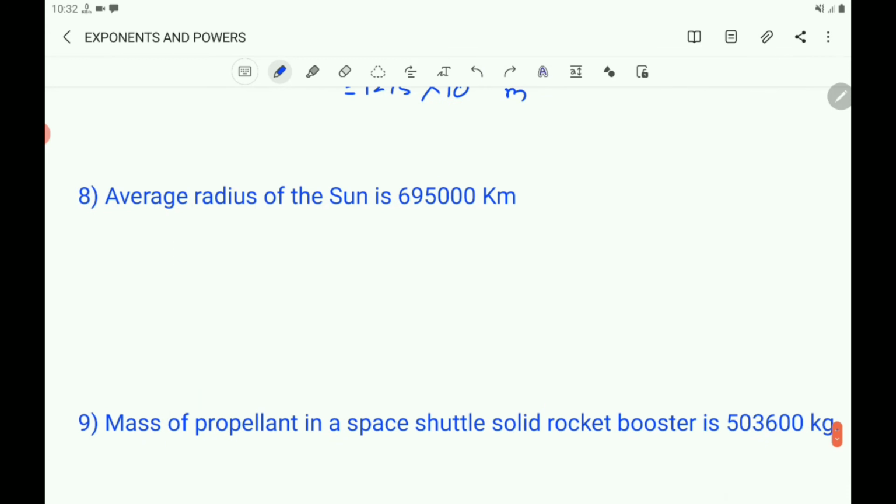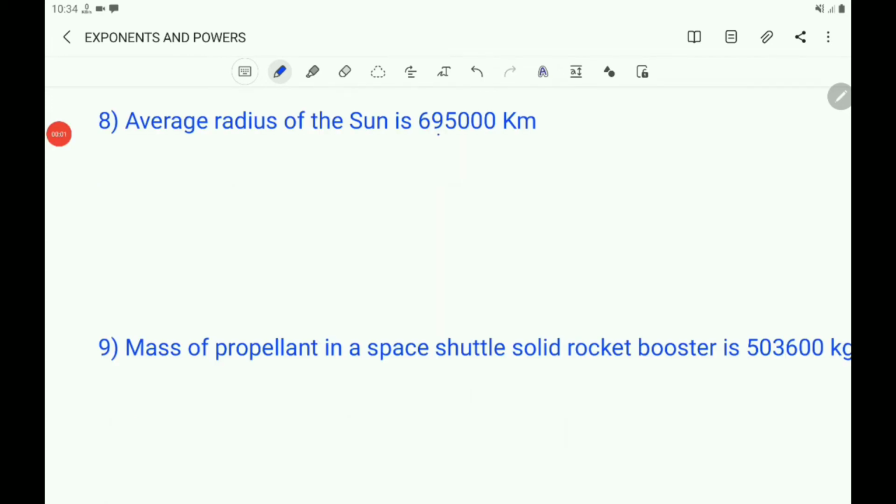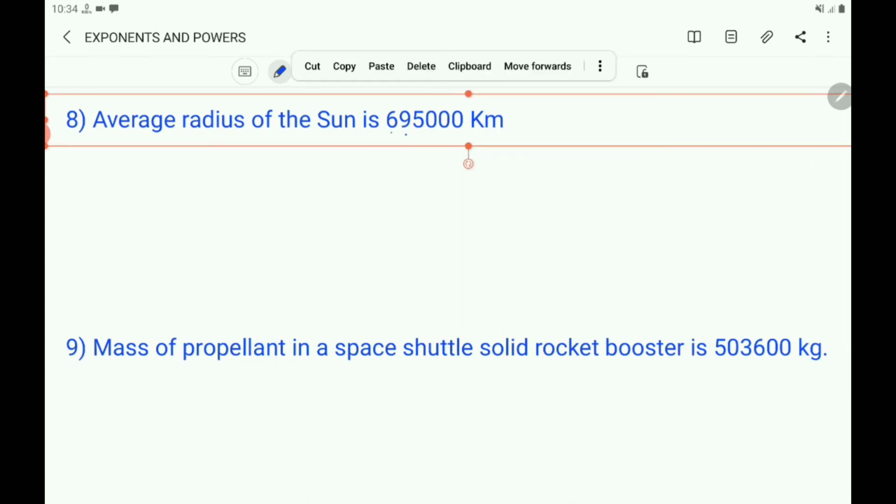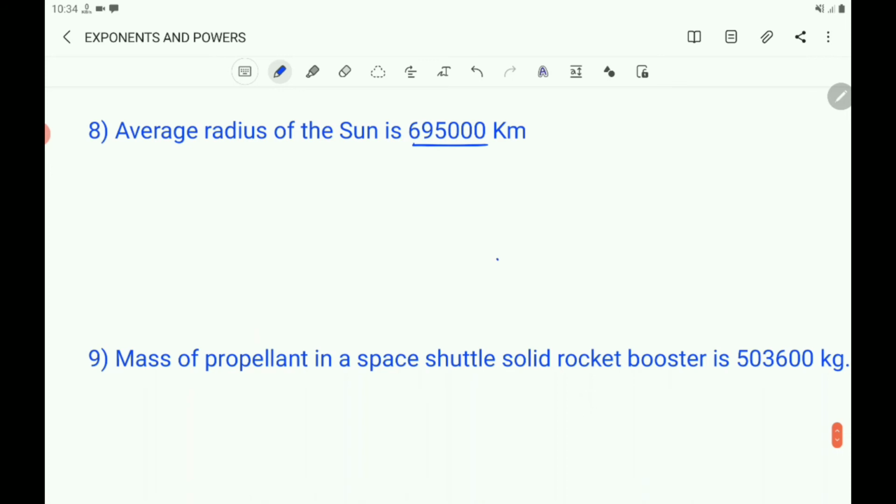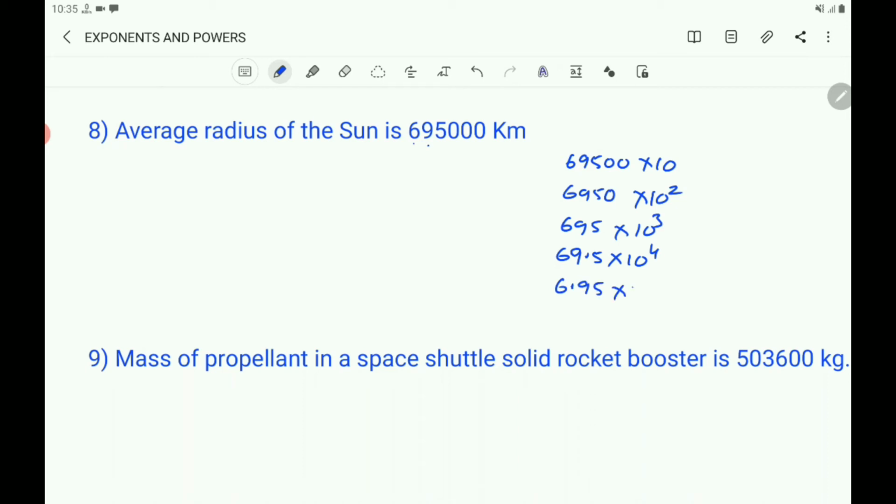Next one, let us take the average radius of the sun is how much? 6,95,000. Here how many digits you are taking after the decimal point, that counts to take the 10 power. For example, that is 69500. One digit means 10. 6950 means 10 power 2. 695 into 10 power 3, or 69.5 into 10 power 4, or 6.95, that is 10 power 5.